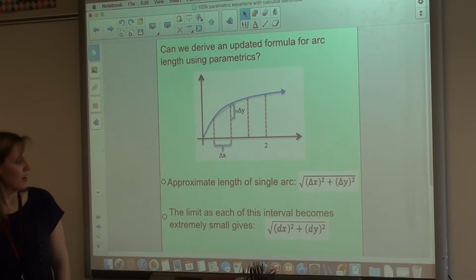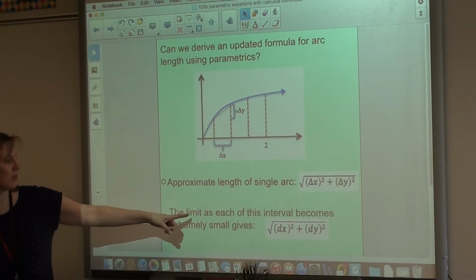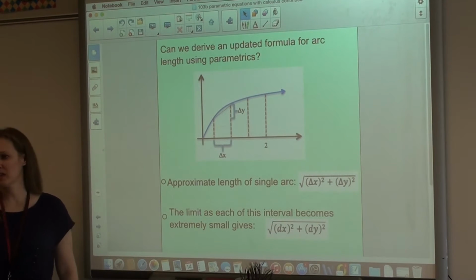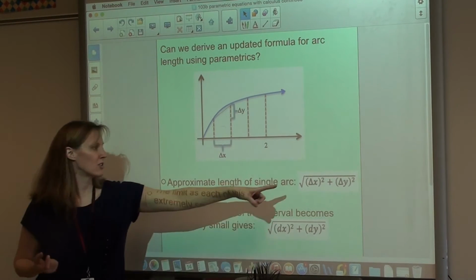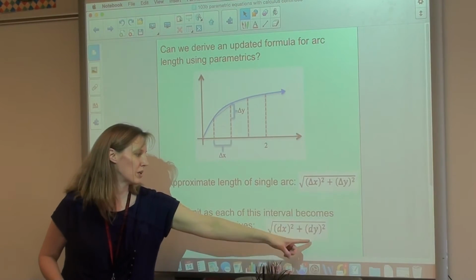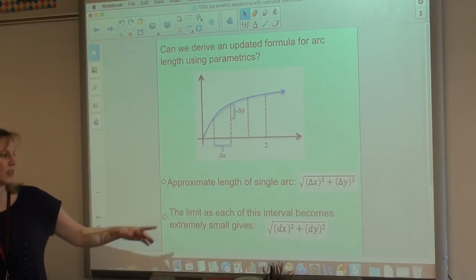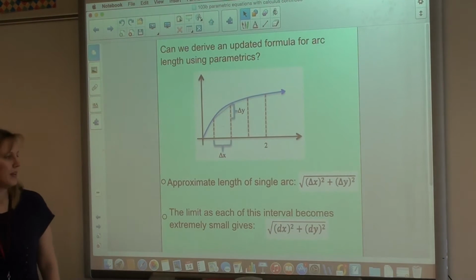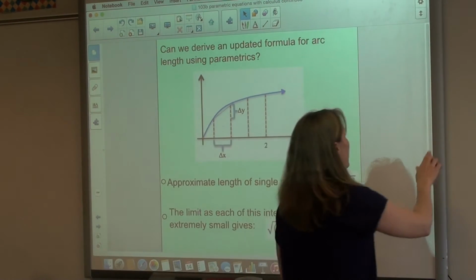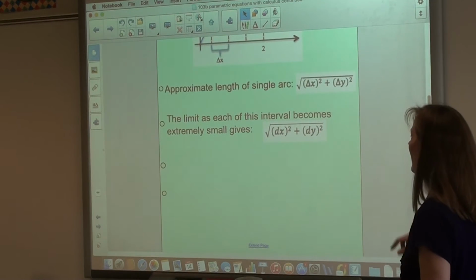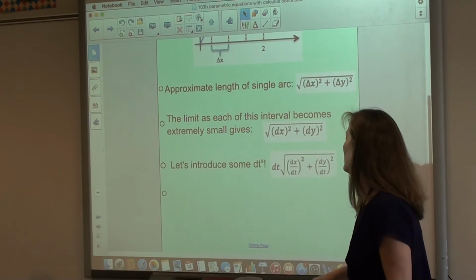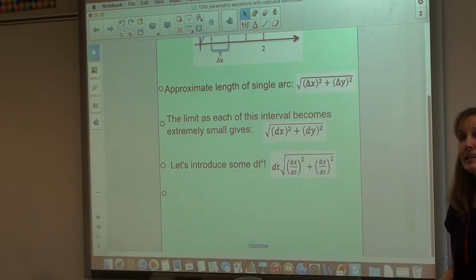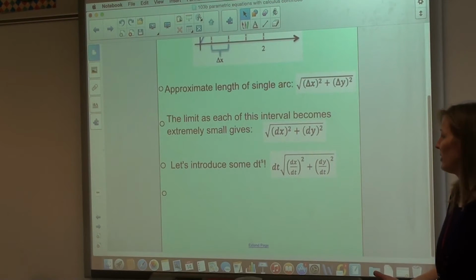Okay, so we're going to take the limit as delta x approaches 0, and then our delta x becomes dx, our delta y becomes dy, and we have an equivalent formula just for a teeny, teeny, tiny arc. All right, but we need to have a t in there somewhere, right? So let's add in some dt's. So how do we do that?